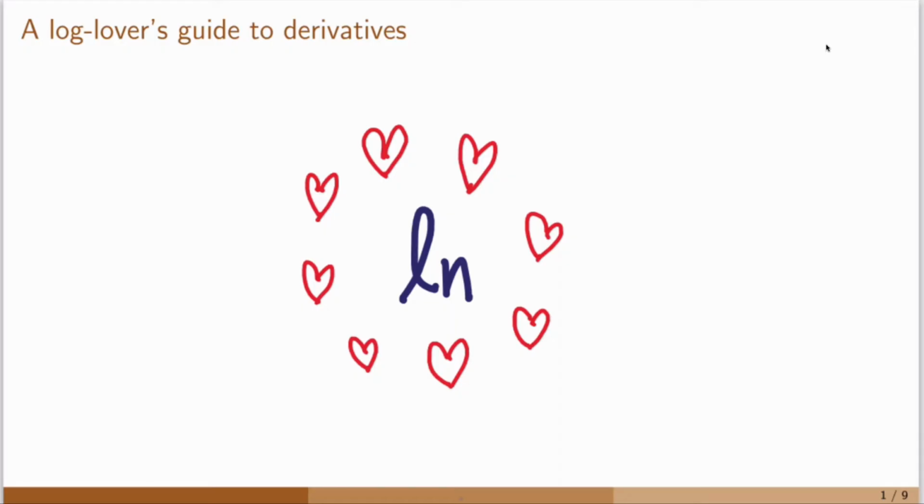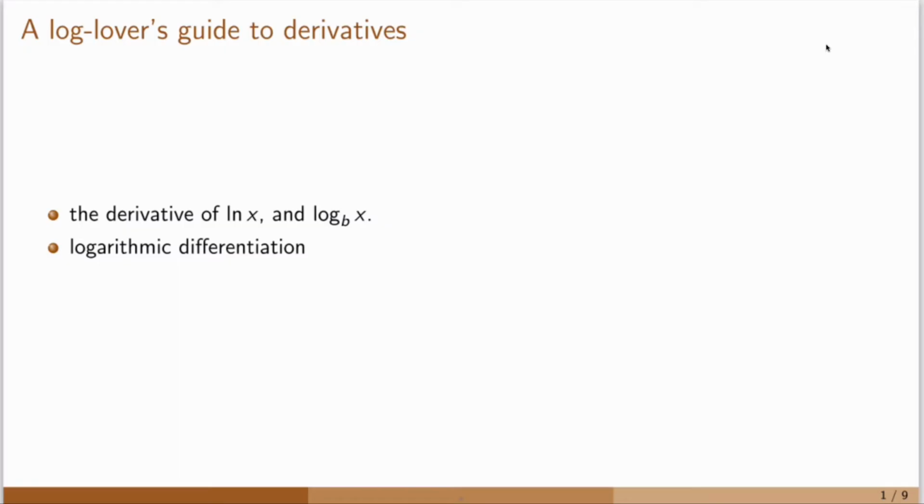In this video we consider the relationship between the logarithm and derivatives. In particular we consider two things. One is the derivative of log, actually both the natural logarithm ln x and also log to a general base b of x. But then we move on and use something called logarithmic differentiation.